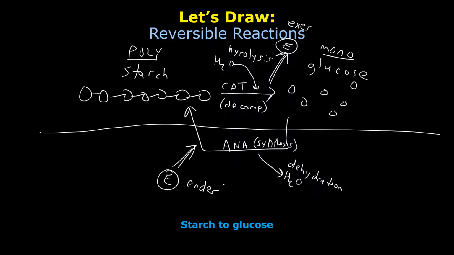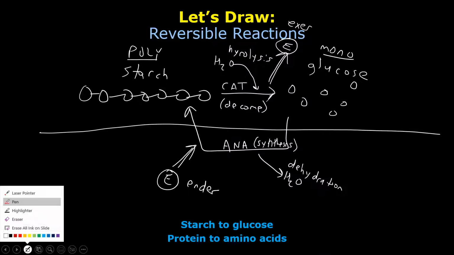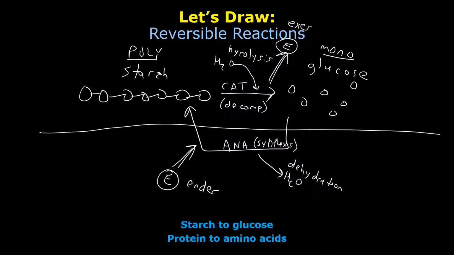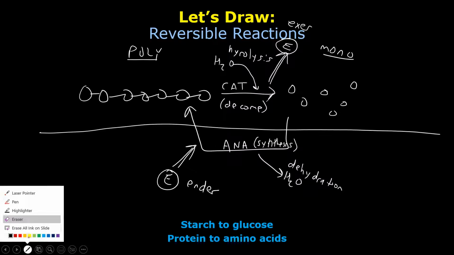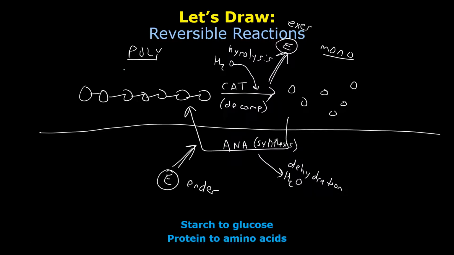Now, if I wanted to talk about a protein and amino acid, I could do the exact same thing, except just change. So watch me erase this. If I just erase the name starch and the word glucose, everything else will stay exactly the same. Let's add, for example, as a polymer, protein. Now, protein is not made of glucose. It's made of a different monomer called amino acids.